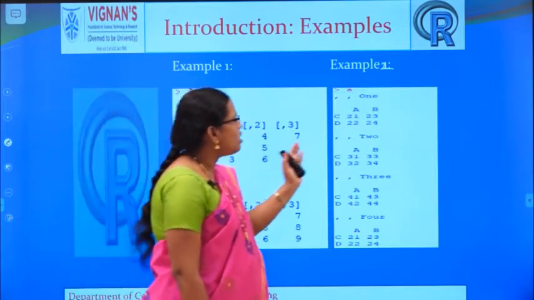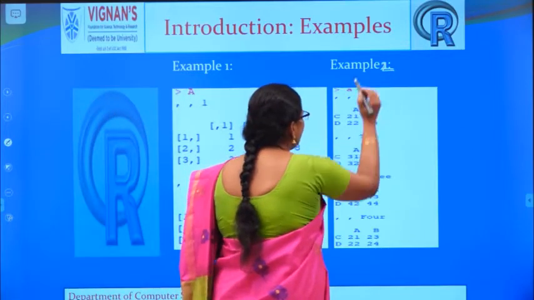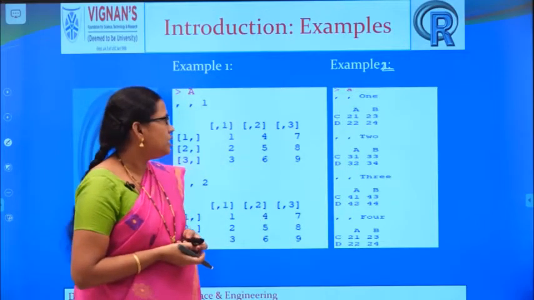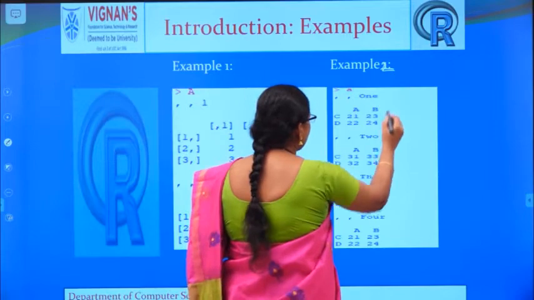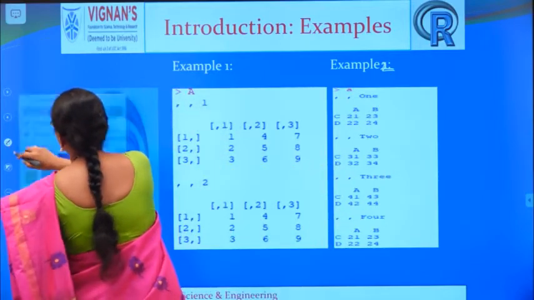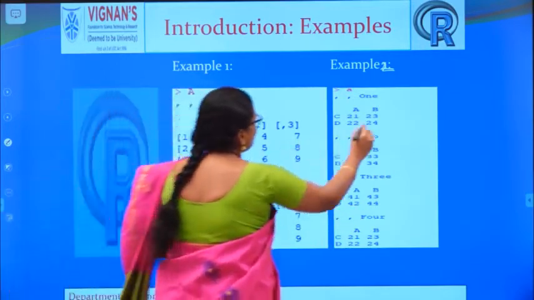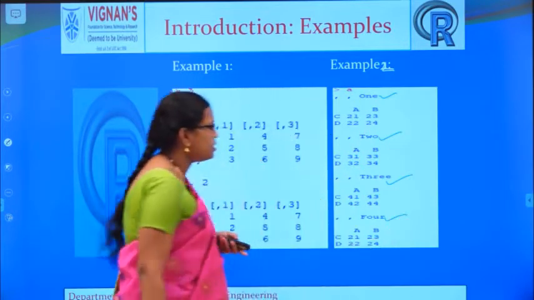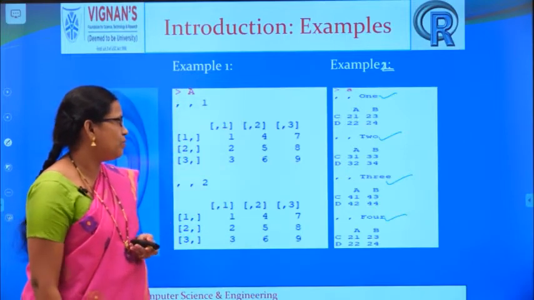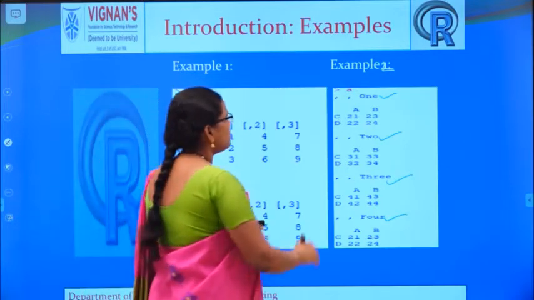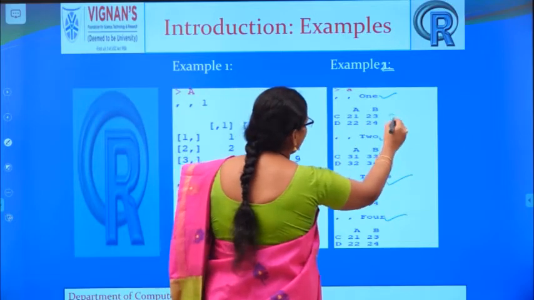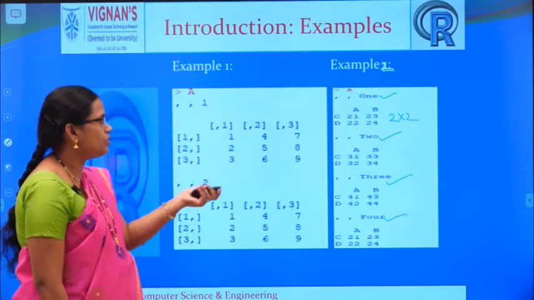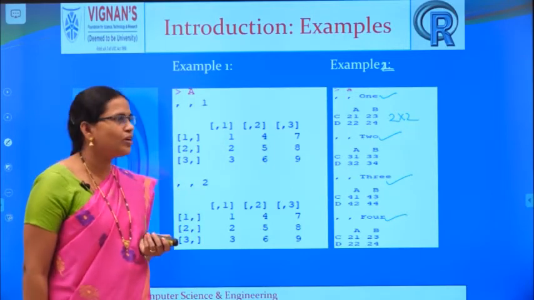Now let us see example 2. How many matrices are presented here? There are 4 matrices. Let the first matrix be named 1, the second matrix 2, the third matrix 3, and the fourth matrix 4. The size of each matrix is 2 by 2. So these are all examples of an array in our programming language.